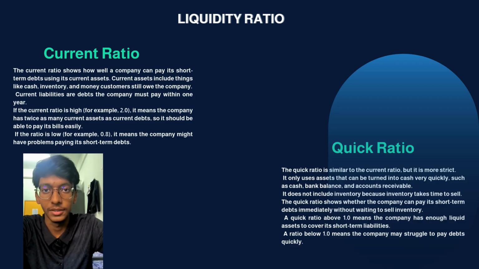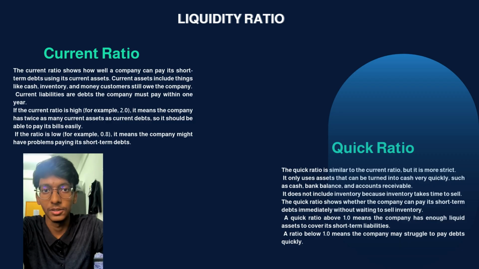Let's start with the current ratio. The current ratio measures how well a company can pay its short-term debts using its current assets. These assets include cash, inventory, and amounts owed by customers. Current liabilities are debts that must be paid within 1 year.